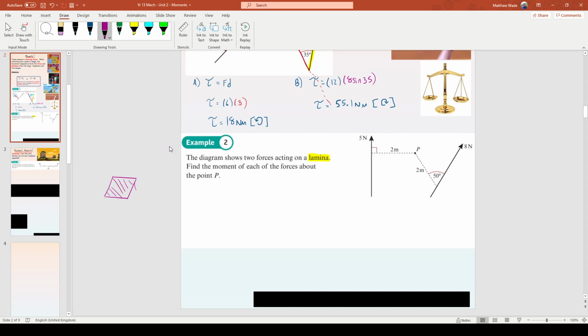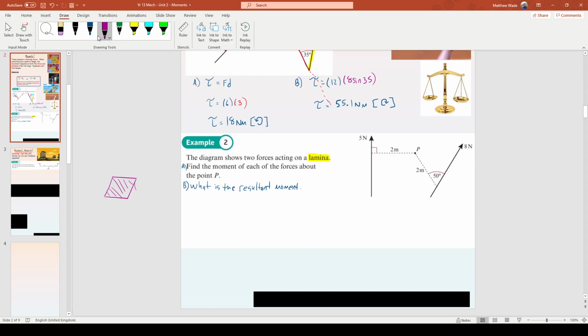Now it says find the moment of each of the forces about P, and then we'll also say B. What is the resultant moment? Okay, I'm going to make it harder. Cool beans. Well, here we go. Let's bust out part A really quick, okay? Because I don't think this one's actually too bad.